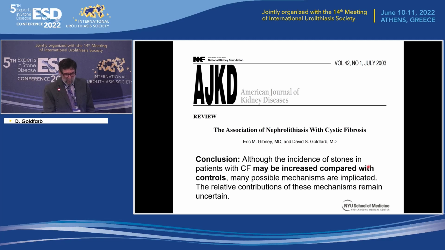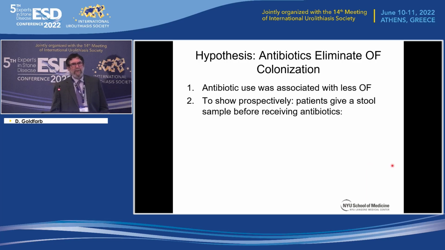So we wanted to demonstrate whether or not antibiotics were perhaps important in a prospective manner. And so we wanted to see whether we could show that antibiotic use would lead to the elimination of Oxalobacter. There were several studies showing that patients with more antibiotic use had less Oxalobacter, but those studies were not prospective. So we had to show prospectively that patients could give us a stool sample and demonstrate that they had Oxalobacter or not before receiving antibiotics, and then look to see what happened after antibiotics were given.